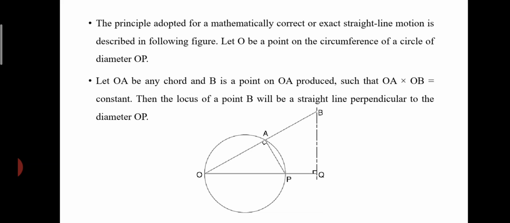These two types of mechanism may produce exact straight line motion mechanism or approximate straight line motion mechanism. The principle adopted for mathematically correct or exact straight line motion is described in the following figure.